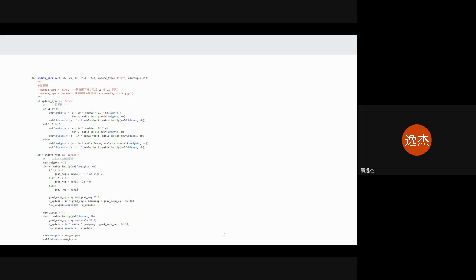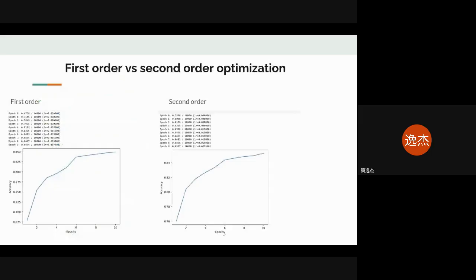Next page. And this is the code. I made some changes in the update parameter function. And here we can see the formula from the previous page. Okay, the next page. And this is the result. We can see that when the epochs are enough, their accuracy is almost the same, and the second order is much faster to converge.